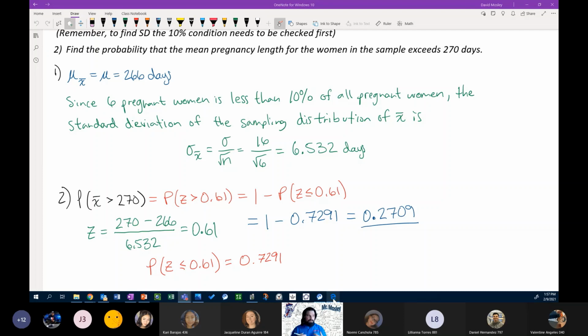So you wouldn't have any questions about how I used the normal approximation in table A to find this answer? All right, so jump back to our presentation.